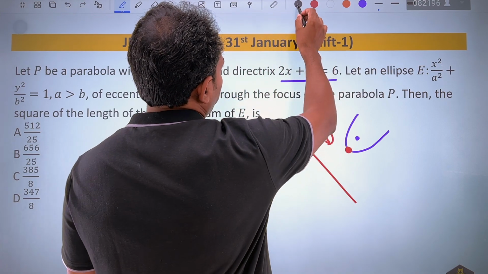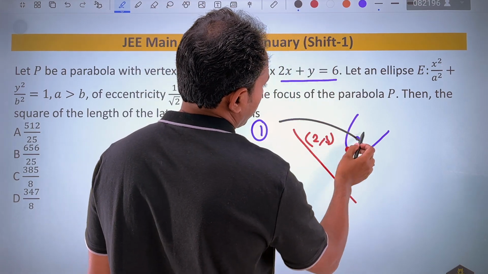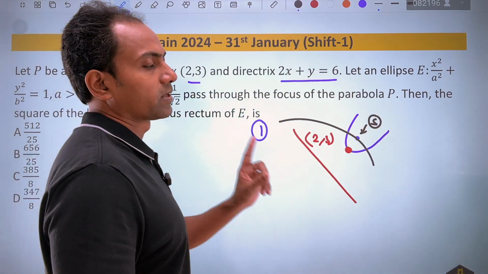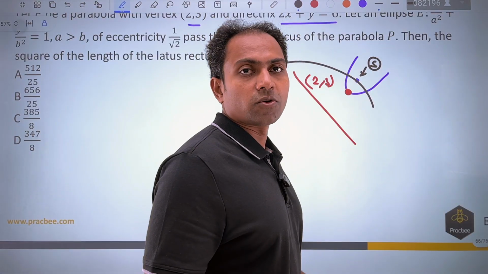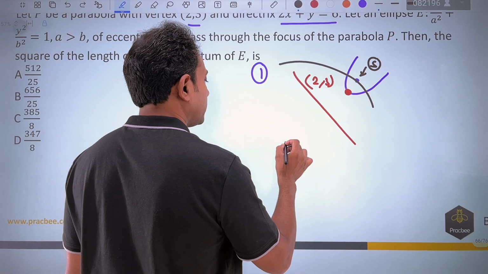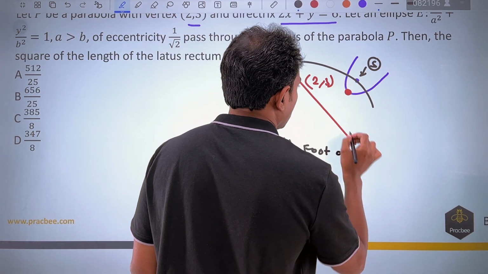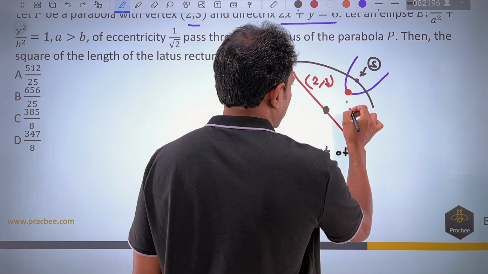So if my ellipse is passing through this point, I will have to figure out the value of the focus. Once you have got that, I will move on to the next part, the ellipse part of the question. Now if I want to do this question, I will first find the foot of perpendicular, that is this point from this vertex V.